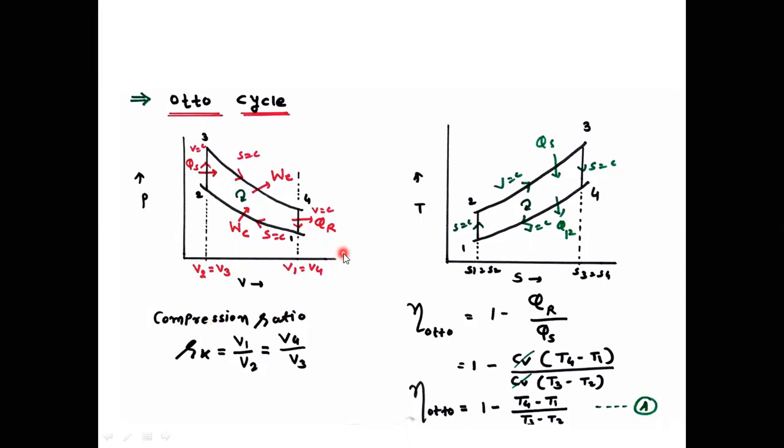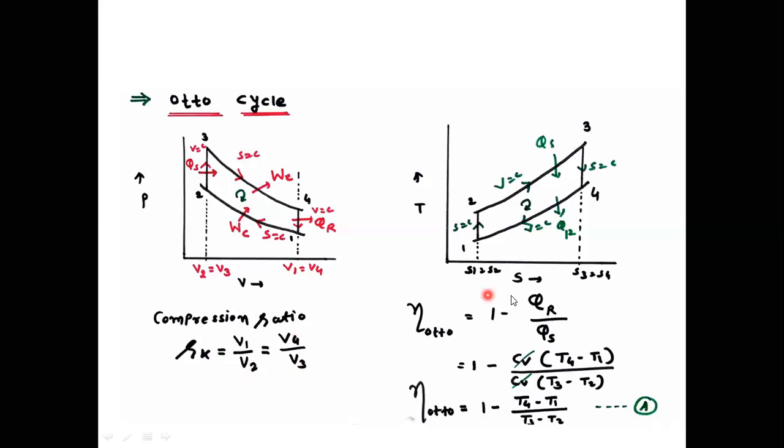And as you can see here, V1 is equal to V4. So we can write V1 is equal to V4 and V2 is equal to V3. So compression ratio rk is equal to V1 divided by V2 or V4 divided by V3.